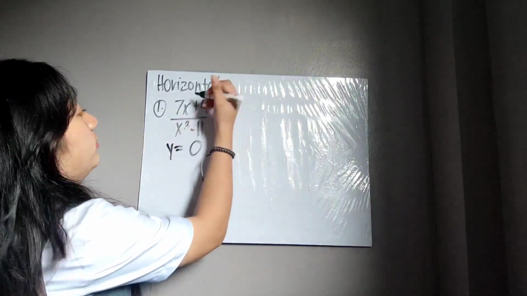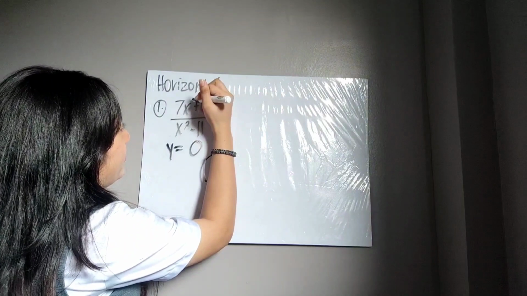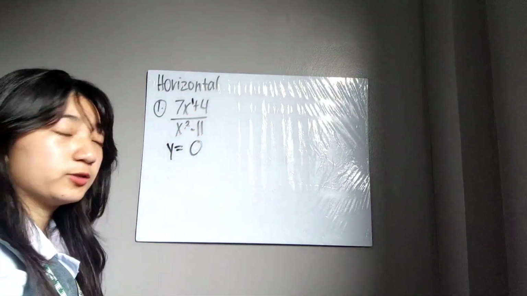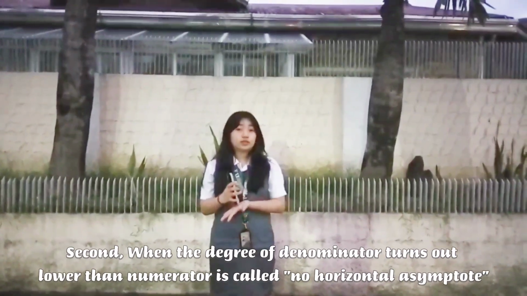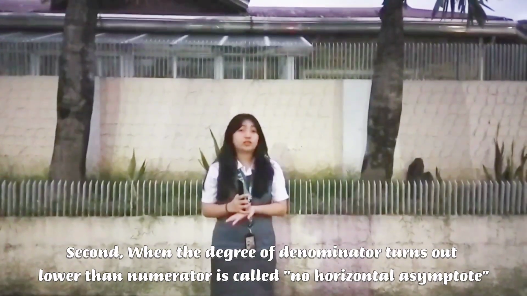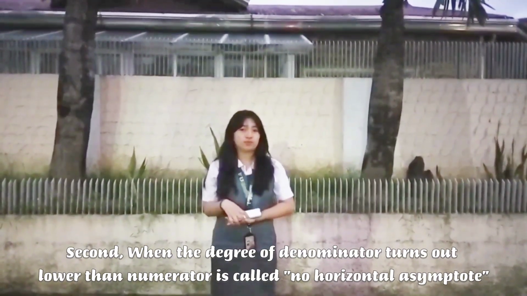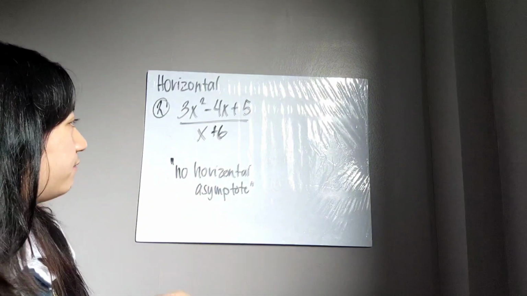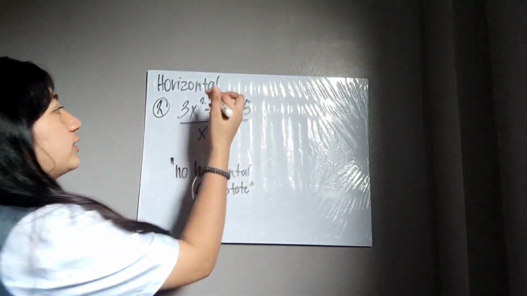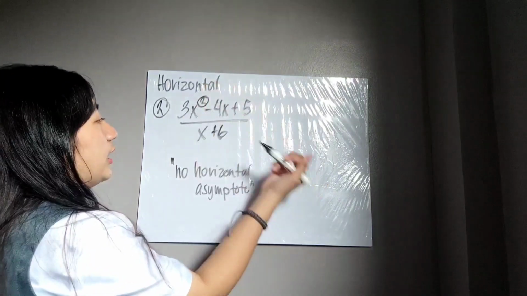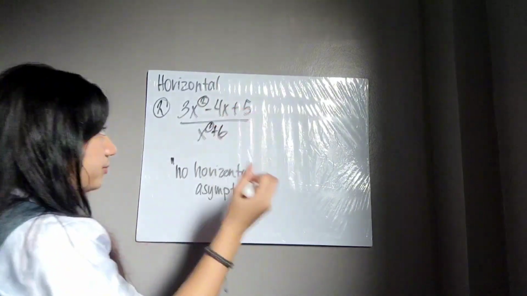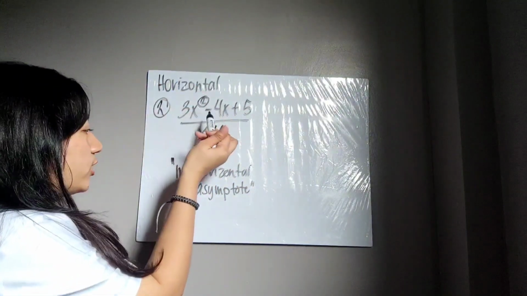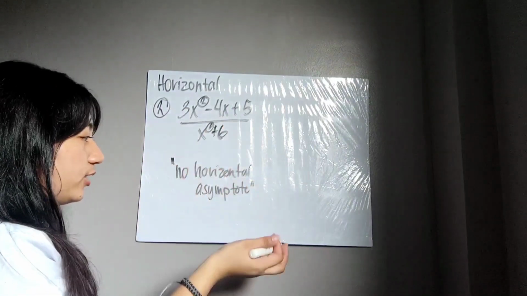Dahil yung degree dito sa numerator is 1, and dito sa baba, denominator is 2. So, mas mataas yung denominator. So, ang sagot, y is equal to 0. Second, when the degree of the denominator turns out lower than the numerator, it is called no horizontal asymptote. Next example is 3x squared minus 4x plus 5 over x plus 6. So, yung degree nung numerator is 2 at yung sa denominator is 1. Mas mataas yung numerator. So, base doon sa rule number 2, pag mas mataas ang numerator, ang isusulat or ang sagot ay no horizontal asymptote.